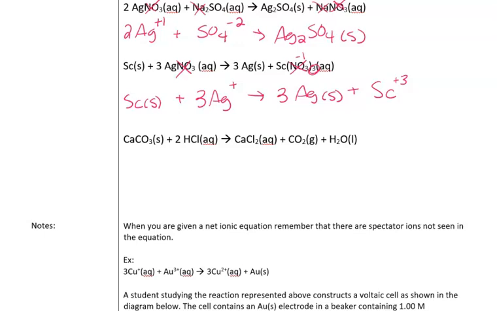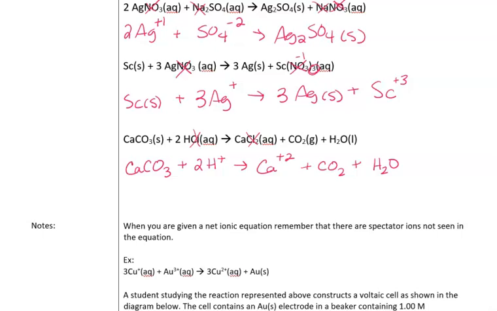What about chlorine? Chlorine is aqueous in the reactant. Is it in the product? Yes. So we can eliminate chlorine from both sides. So our net ionic equation would be calcium carbonate plus 2 hydrogen ions gives us calcium ions plus carbon dioxide and water.